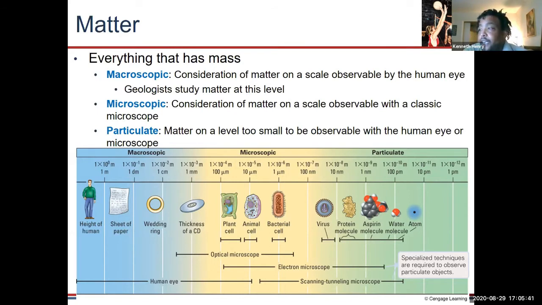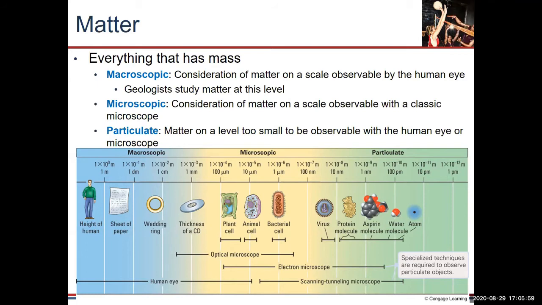Let's see. Jessica, something that is a particulate. Something that you can't see with your eyes or a microscope, but it's so tiny that you have to use a specialized piece of equipment, such as an electron microscope or a scanning tunneling microscope. Water molecule. A water molecule. Yeah, that's good.